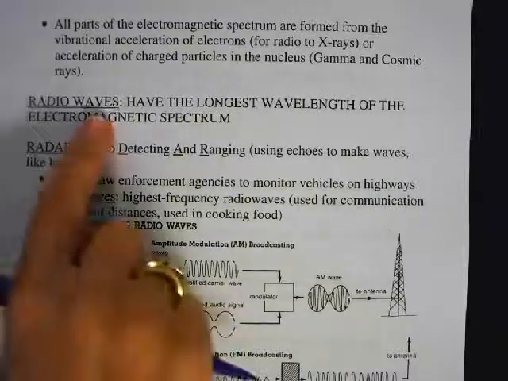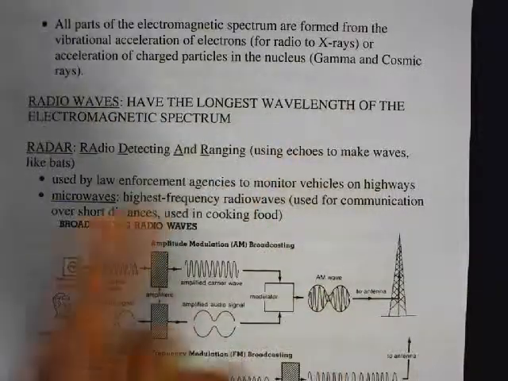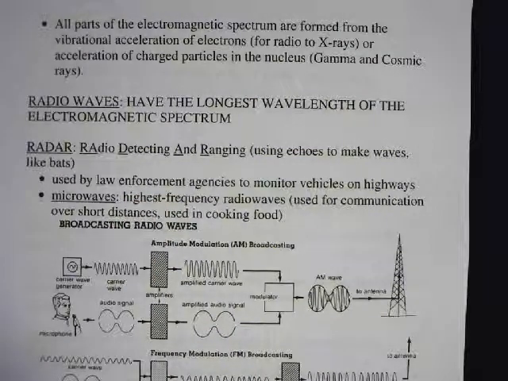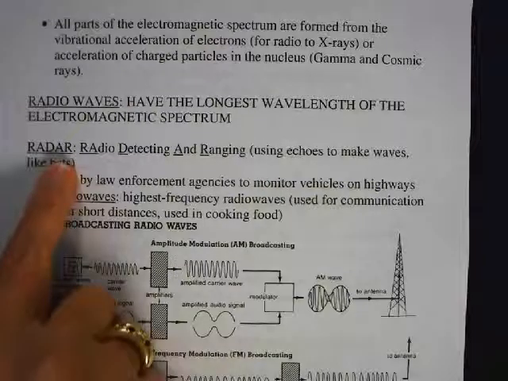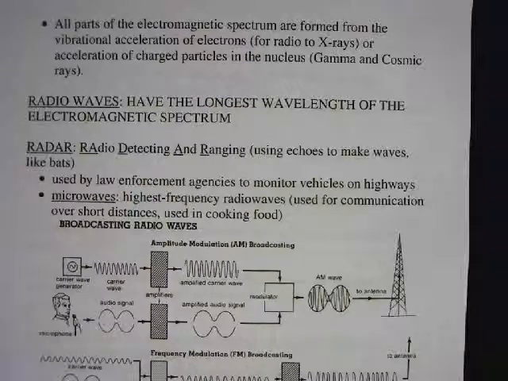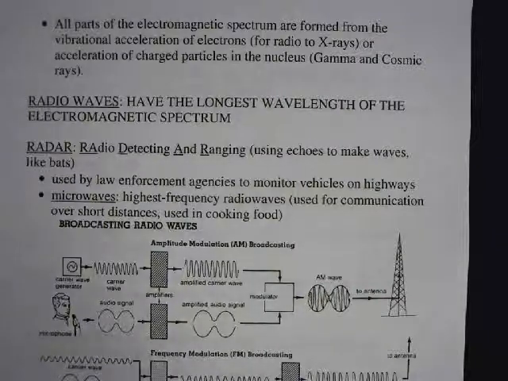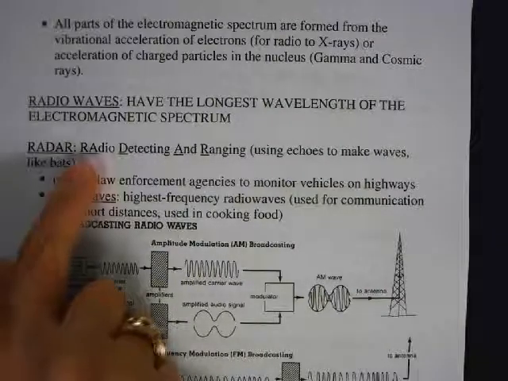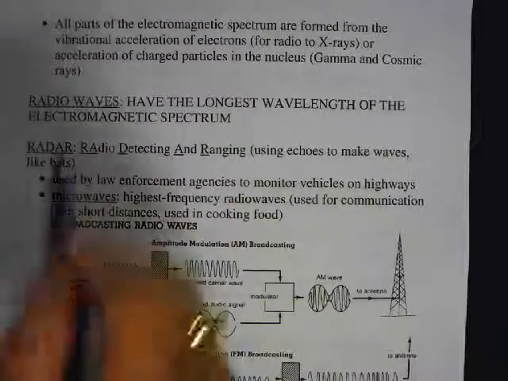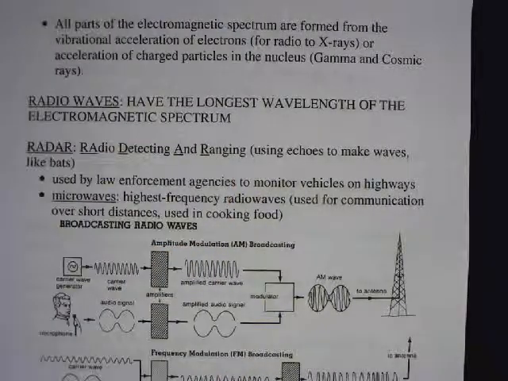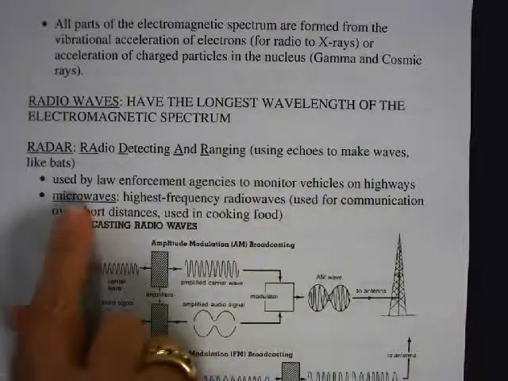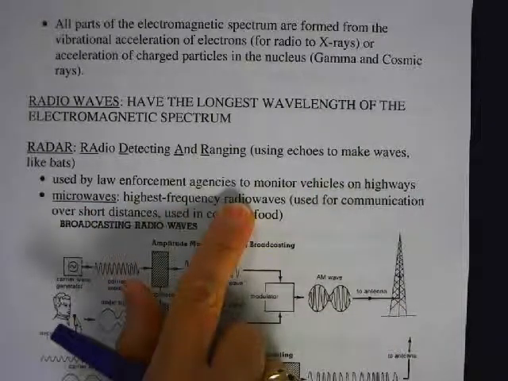So radio waves have the longest wavelength, and there are different parts of radio waves. One type of radio wave, which we've already demonstrated when we did a lab earlier in this year, is radar. So radar is an acronym. When the police officers came and we held the radar gun, that radar gun is actually shooting radio waves, and the radio waves bounce off the object. And we looked at that when we did that lab. So radar stands for radio detecting and ranging. The first part, the RA, stands for radio because it uses radio waves. So we know that they're used by law enforcement agencies because we already used them.